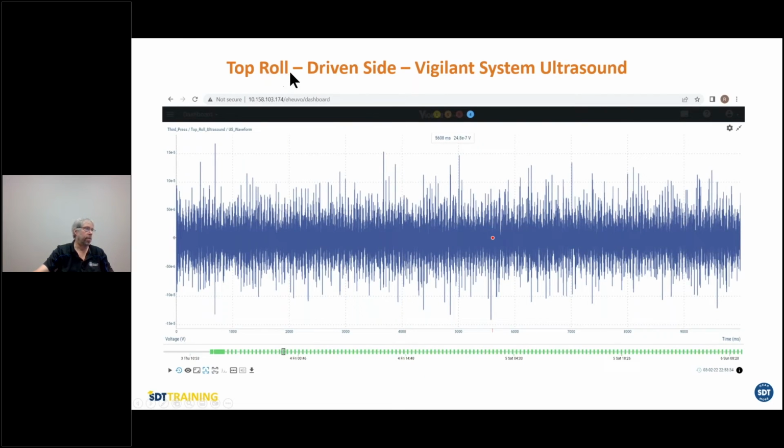Again, here's the top roll driven side with the Vigilance system in ultrasound. You can clearly see the impacting within the time waveform. These little peaks sticking out there, okay? And every one of these are measurements, so we can go back in time anytime we want and look at whatever we want all the time.